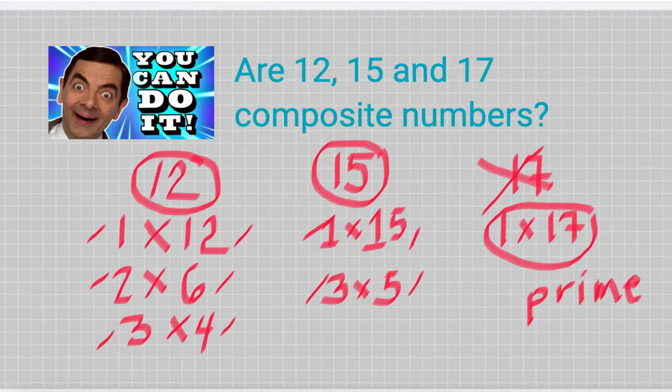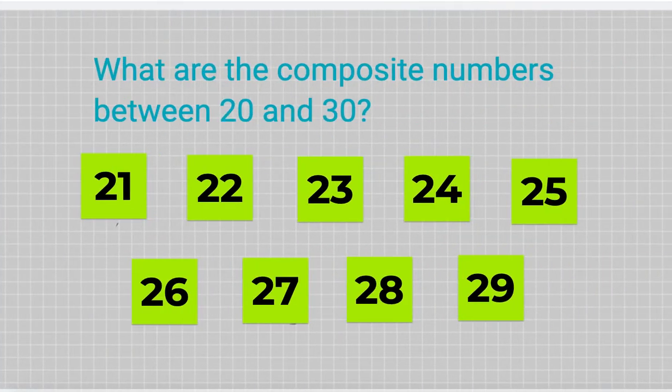Now let's try to check this one. What are the composite numbers between 20 and 30? So these numbers are the numbers in the middle of 20 and 30. So the numbers are 21, 22, 23, 24, 25, 26, 27, 28, and 29. Now let's try to check which of these numbers are composite. Okay, let's have number 21.